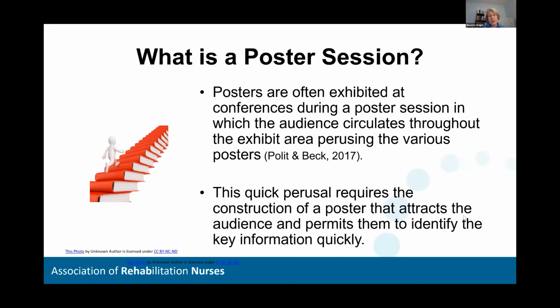Well, so what's a poster session? That kind of goes back to what is a poster. It seems basic, but let's just talk about that for a minute. Typically, poster sessions are time that's set aside at a convention or conference so that people can walk through, peruse all these different types of studies or EBP projects, or it could be QI projects as we're talking today. So it is very important that as they're doing this quick perusal, the construction of your poster is such that it attracts that audience, and it really permits them to identify the key information very quickly.